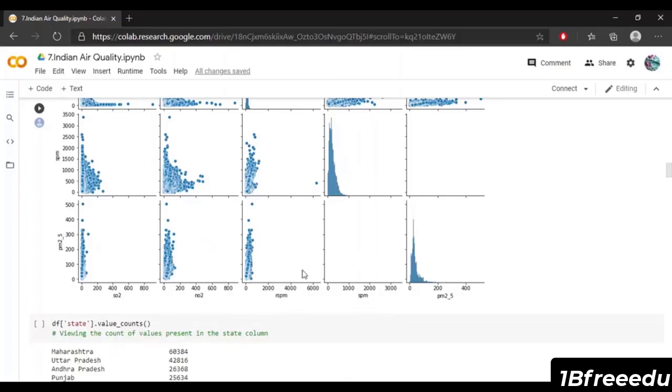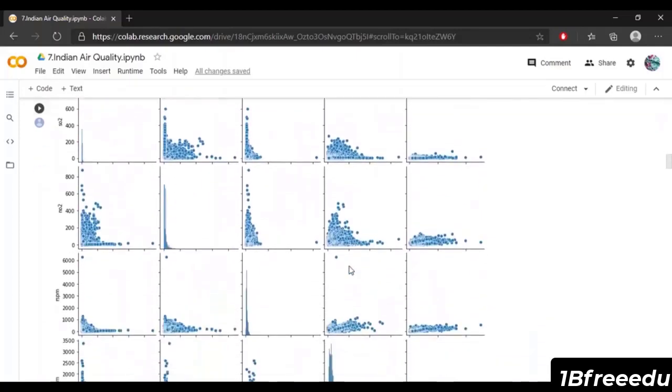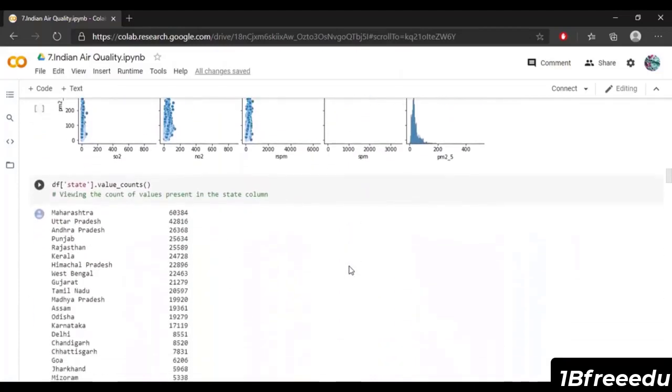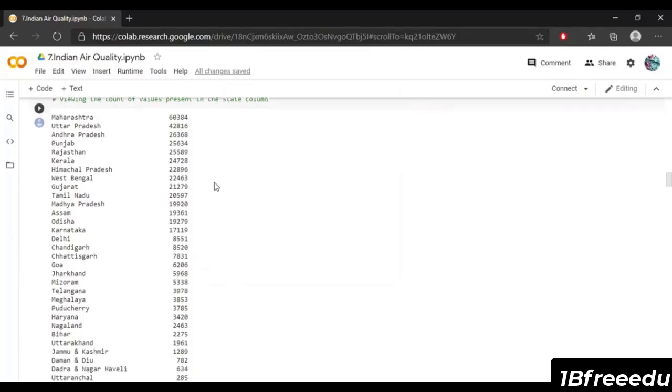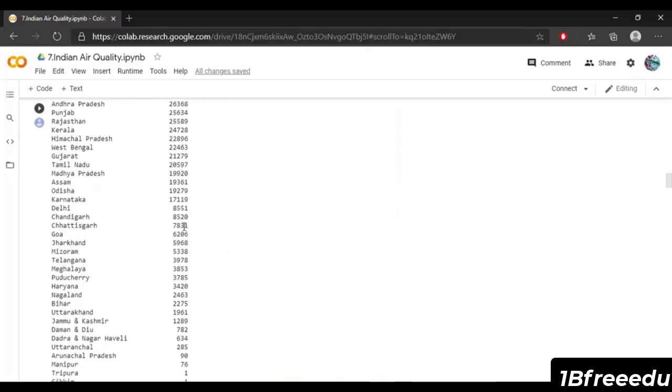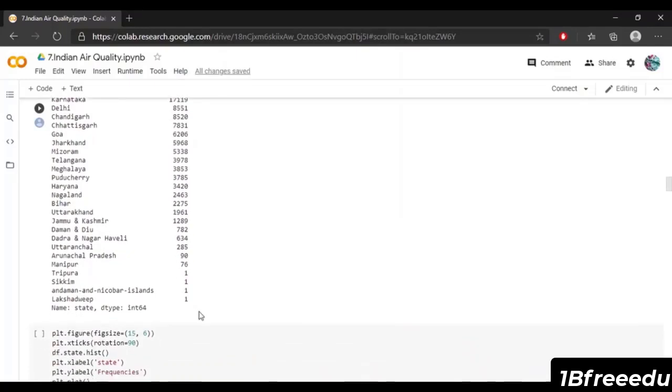So these are all the scatter plots as we can see in our data. And the next visualization, what we have done over here is we have used value_counts to see all the states present in this particular column called state. And as you can see, the state Maharashtra has the highest count with 60,384 counts, followed by Uttar Pradesh, and the minimum counts are for Lakshadweep and Andaman Nicobar Islands over here.